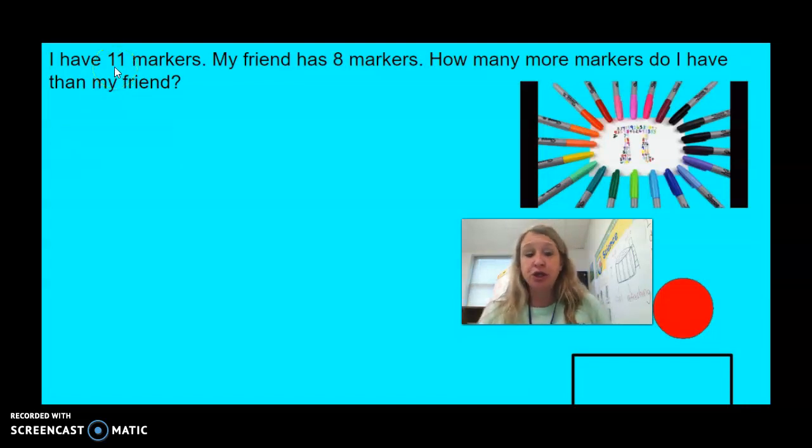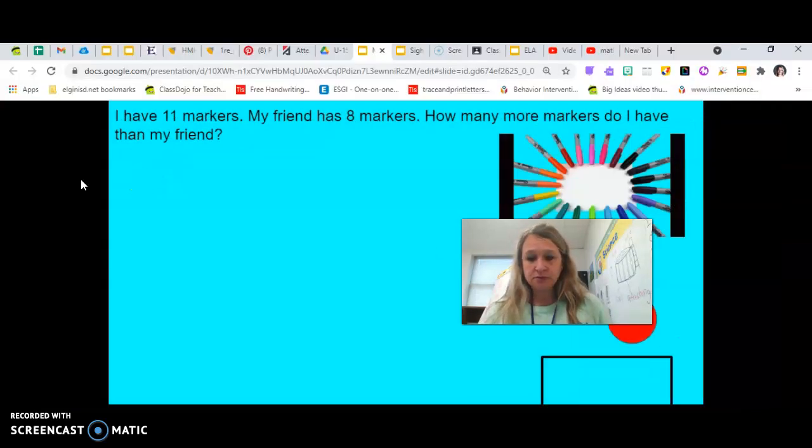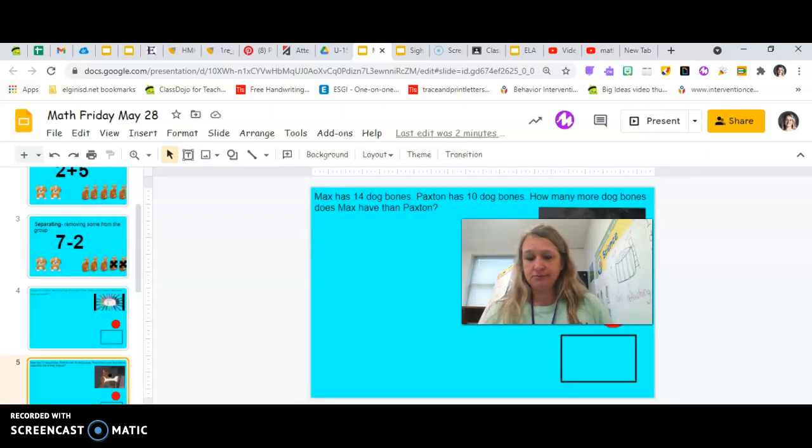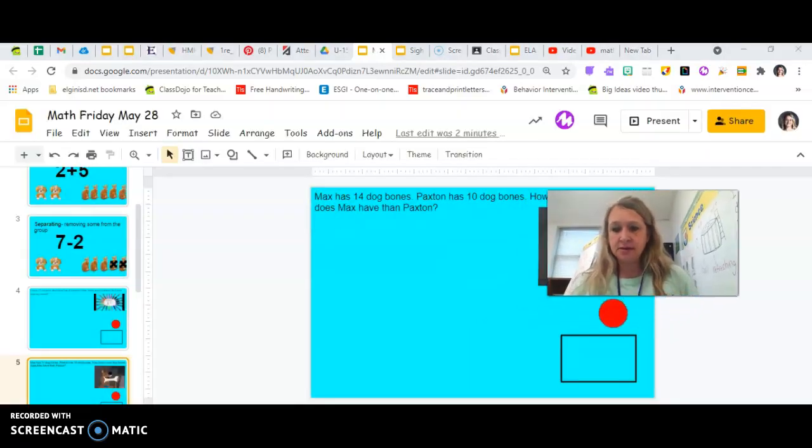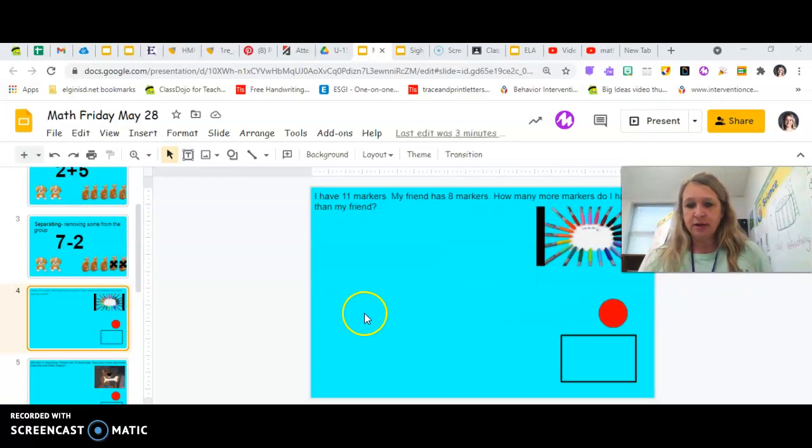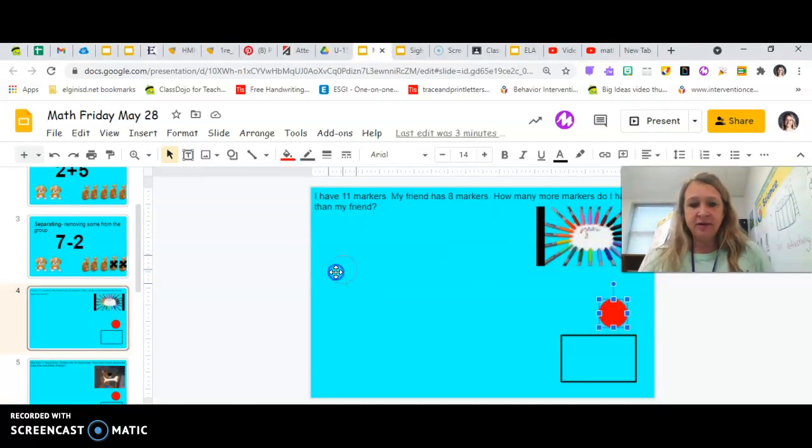We're going to draw a picture. We're going to use our counters just like we would in a 10 frame, but not in a 10 frame. All right, so here are my counters. I have 11 markers, so I'm going to move 11 counters. These are my markers. I have 11 of them.